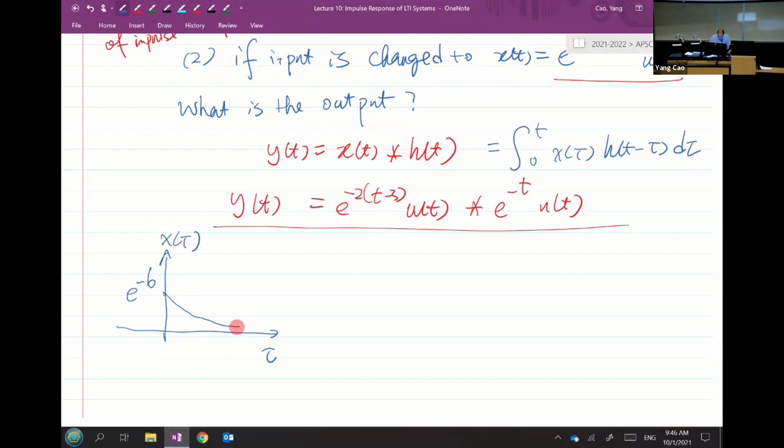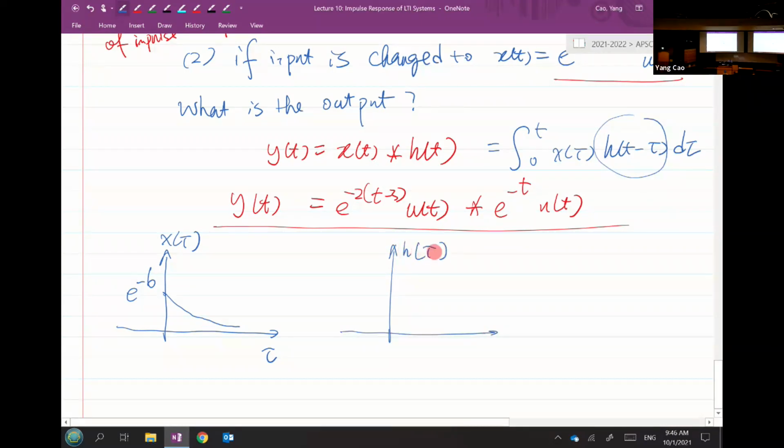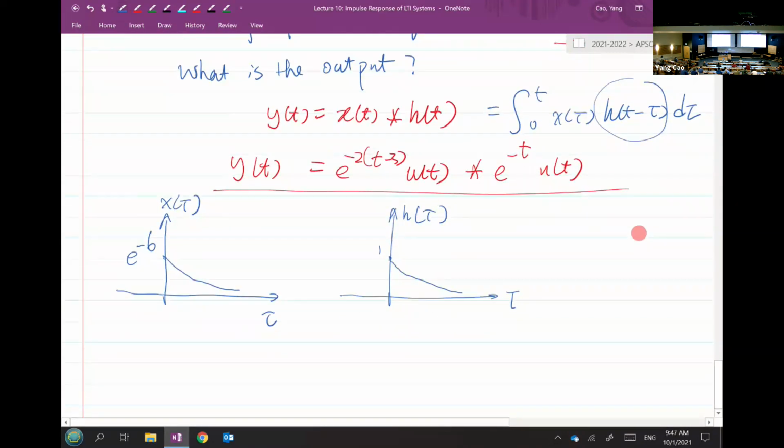And then you can plot the rest, basically plot this h of t minus tau. I guess the first thing you do is you plot h of tau first. h of tau is over here. When t equals 0, you add a 1. So that's another exponential decay function. Make sure it doesn't touch the horizontal axis, right?